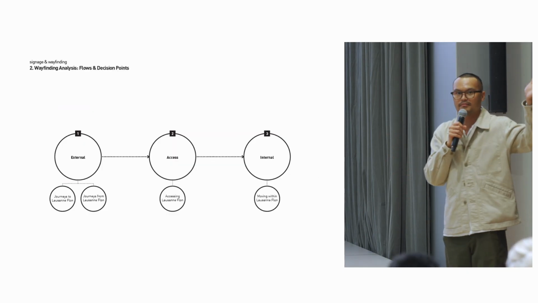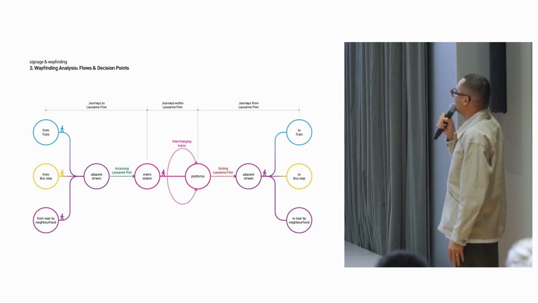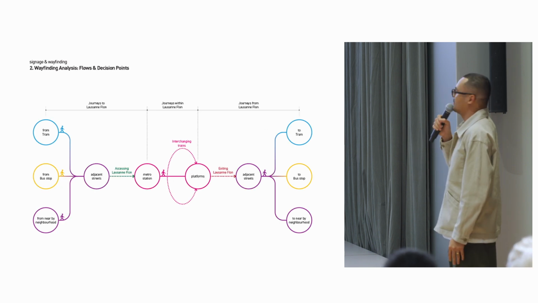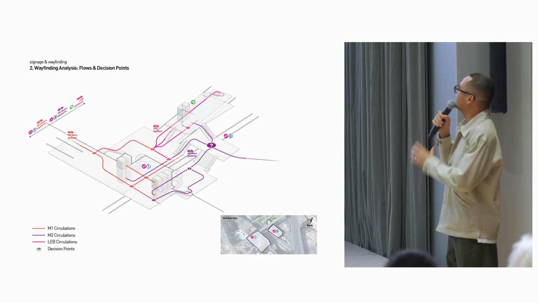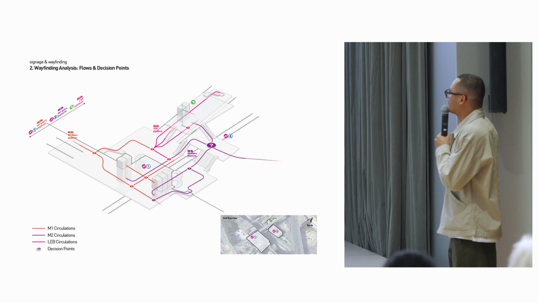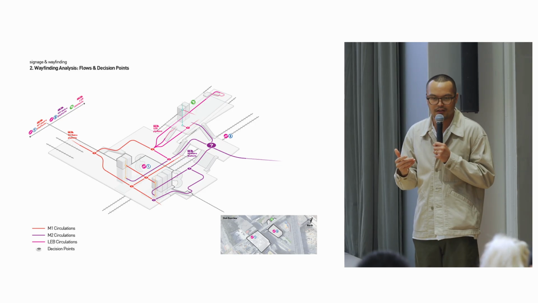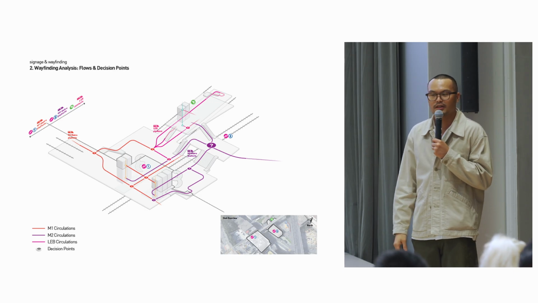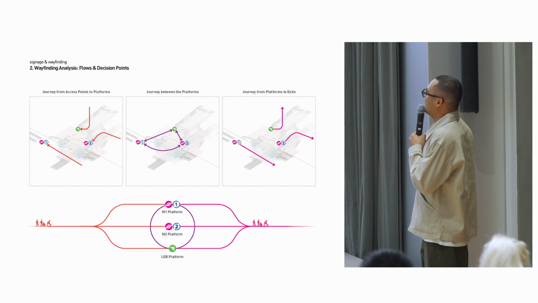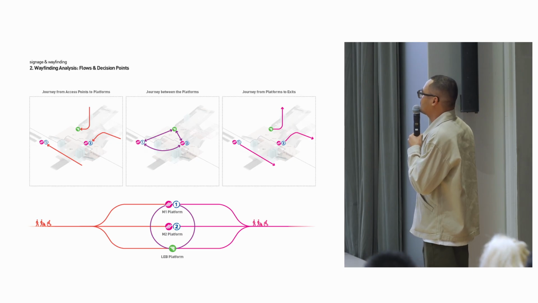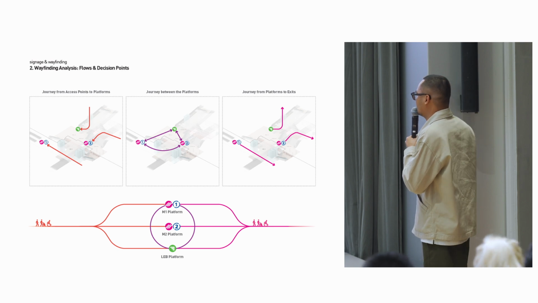Same diagram, same logic. Again, we're only focusing on the middle portion since we're just doing the internal. So again, there's going to be the different decision points. We checked each of these decision points and again assessed if there's incomplete information or missing information, and that's what we're going to supply. This is basically a simple diagram of the journey from the access points to the platforms, the journey between the platforms, and the journey from the platforms towards the exit.